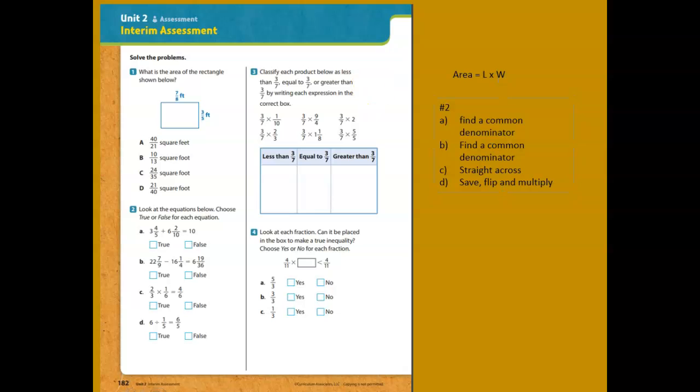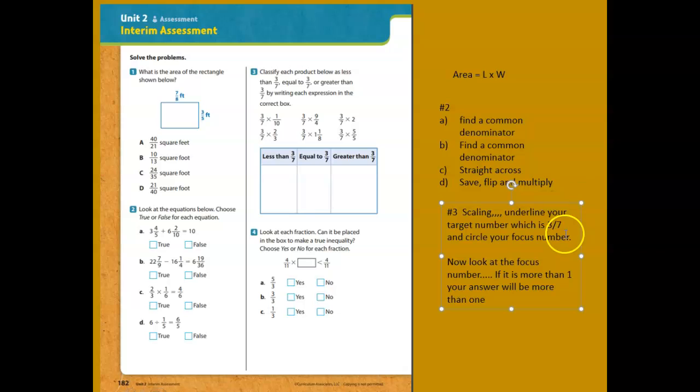Number 3 is a scaling problem. Scaling, if you remember. So I want you to underline. I'm going to show you what I mean by that. I'm going to grab my pen. So I wrote to you to underline your target number. Well, our target number is 3/7 in every one of these. And how I know that is because we're talking about less than 3/7, equal to 3/7, and greater than 3/7. So I'm underlining, that's the target. That's the target that we're going to multiply by.